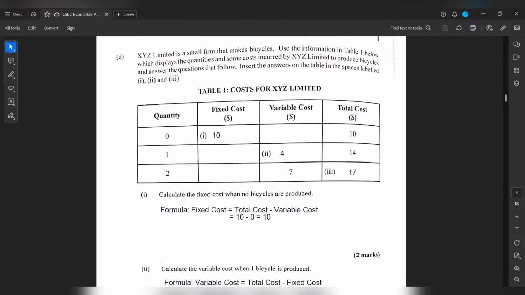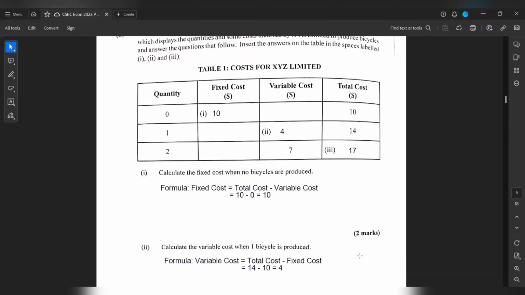Calculate fixed costs when no bicycles are produced. The formula is total costs minus variable costs. This will give us an answer of 10. Calculate the variable costs when one bicycle is produced. The formula for that is total cost minus fixed costs. And since fixed cost is the same, no matter the quantity produced, our answer is going to be 4.